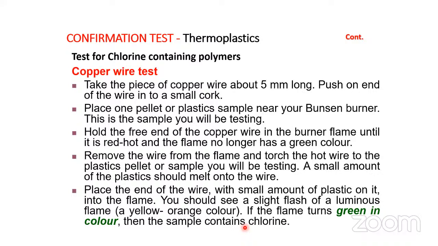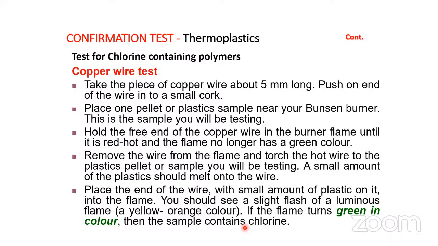Into the flame, you have to touch the material lightly. Then again, we have to touch it. In that flame, firstly you will get a yellow-orange luminous flame. If that flame turns green, then it is the identification of a chlorine-containing polymer.